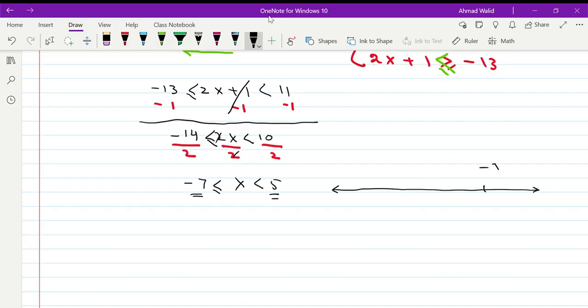Negative 7. Okay, the professor just said "mark it." That's wrong. You're dealing with the number line, right? We have to focus on the order. Which number is bigger? That one goes to the right. Here 5. Here negative 7.